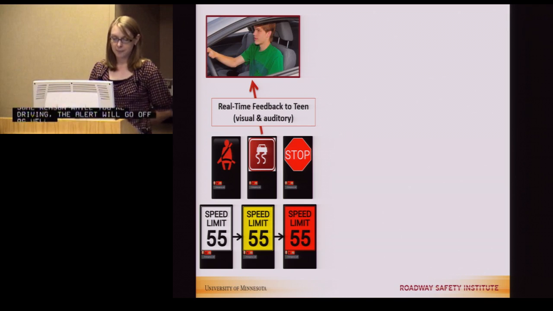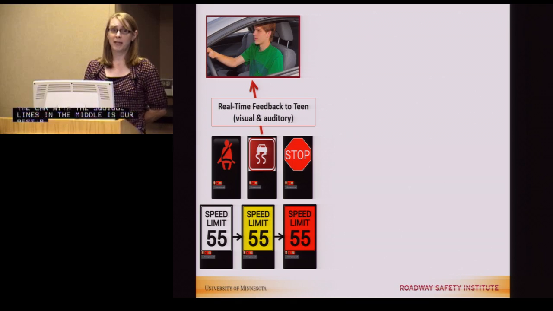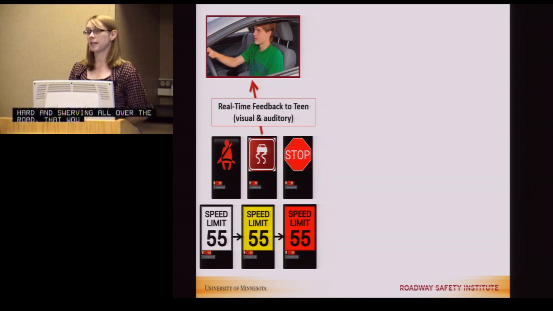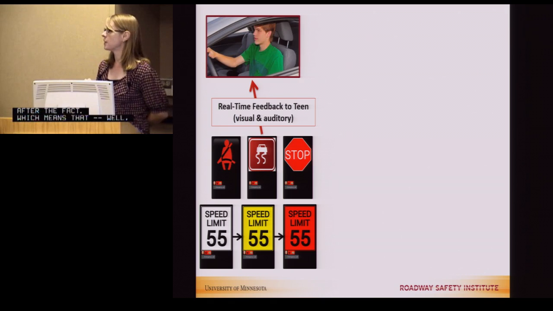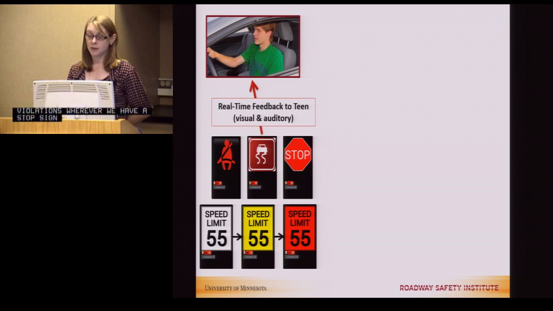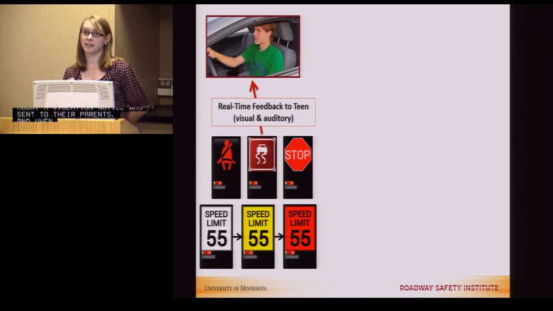The car with the squiggly lines in the middle is our best approximation of you driving aggressively, braking hard and swerving all over the road. That would be the alert that you'd get if you trigger the accelerometer monitoring in the car. That alert's presented after the fact. And then we do stop sign violations wherever we have a stop sign database. In the Twin Cities here, we had one. Teens who ran through stop signs at greater than 5 miles per hour, a violation notice was sent to their parents.